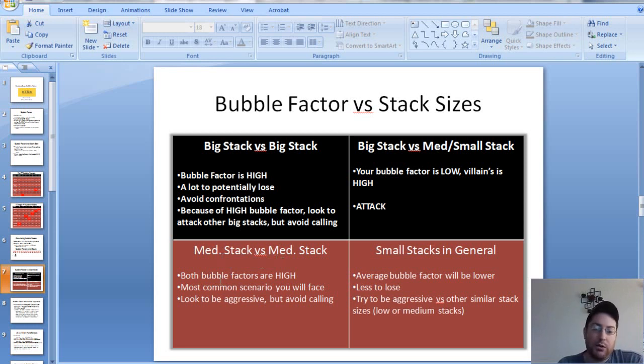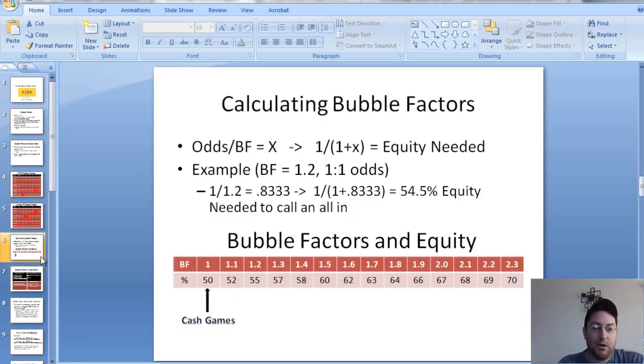You don't want to essentially be on the receiving end and calling. Because of these factors, you can do more of the attacking. If we switch positions here, and you have a potential to shove into another big stack, you can exploit these bubble factors because you know they can't call based upon the equity that's needed that we figured out here.